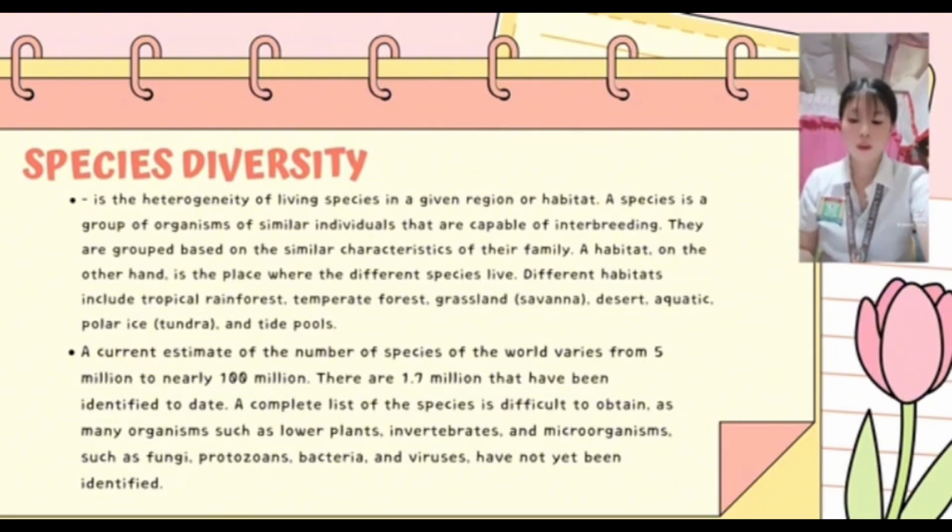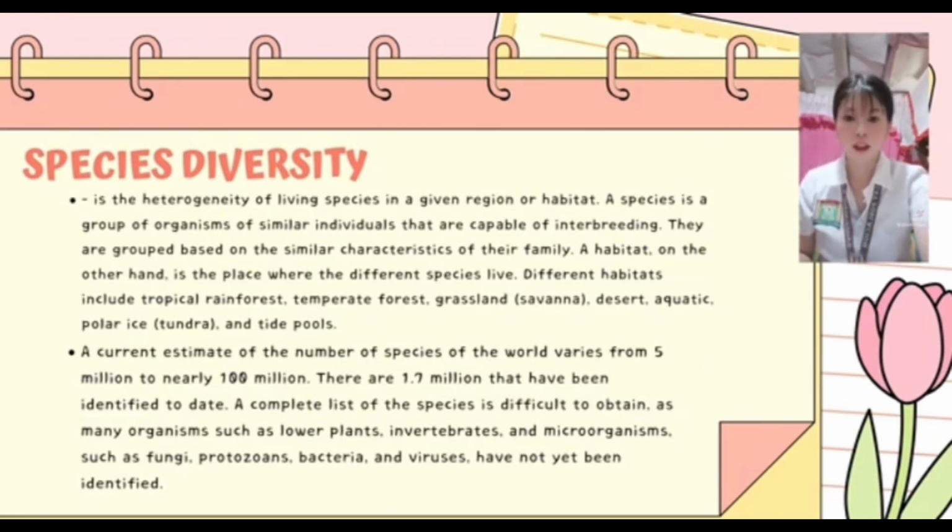There are 1.7 million that have been discovered or identified, so that is up to date. The complete list of the species is difficult to obtain because there are microorganisms, small species that have not yet been identified, like lower plants, invertebrates, and microorganisms such as fungi, protozoans, bacteria, and viruses, which have not yet been identified until now.